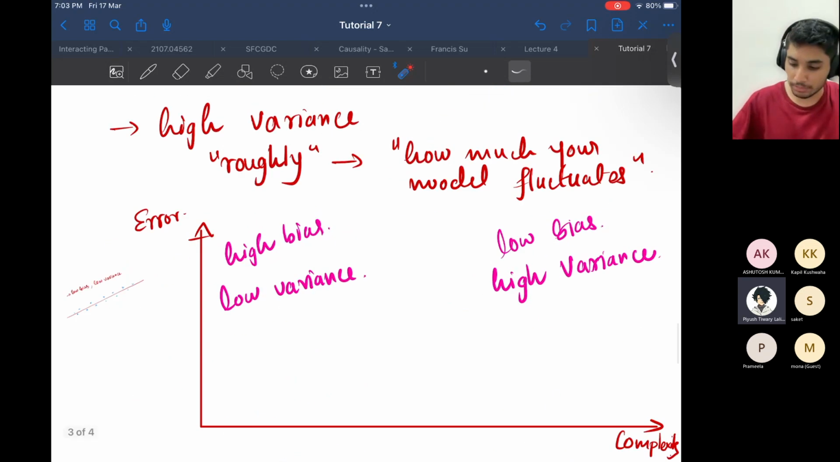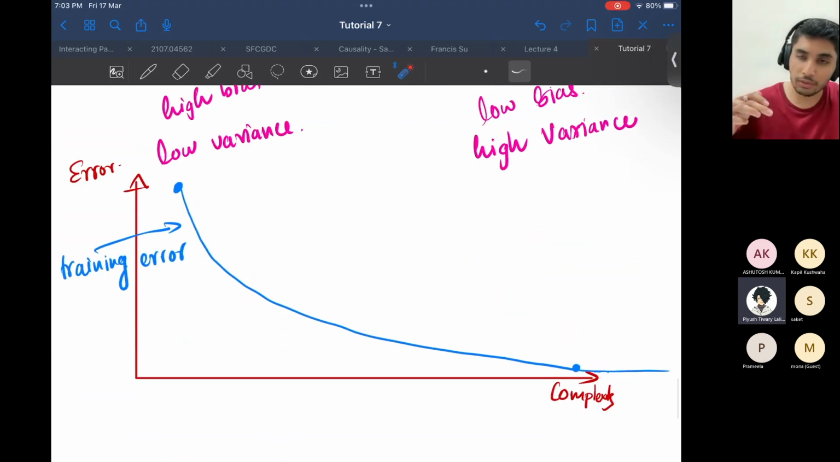So the main idea is, given such a model, how will the test error vary? This is the training error, and I think we all agree that this is how it will look. But how will the test error look? Test error or validation error, whatever you want to call it. How would that error look?